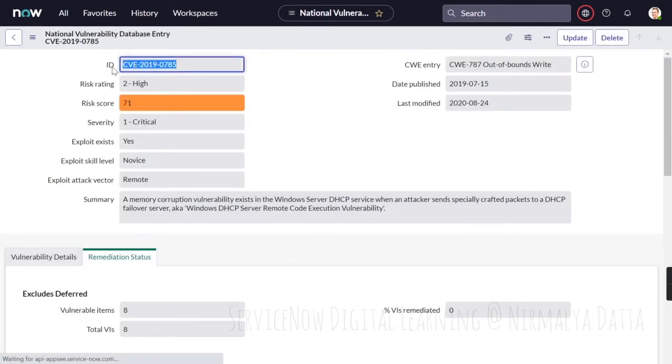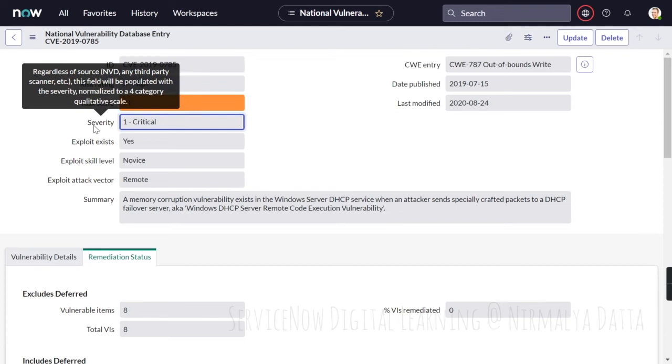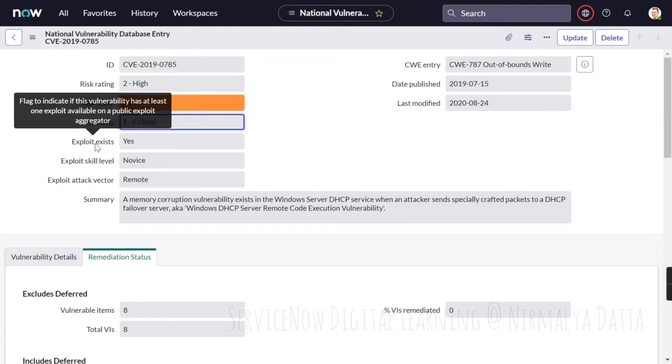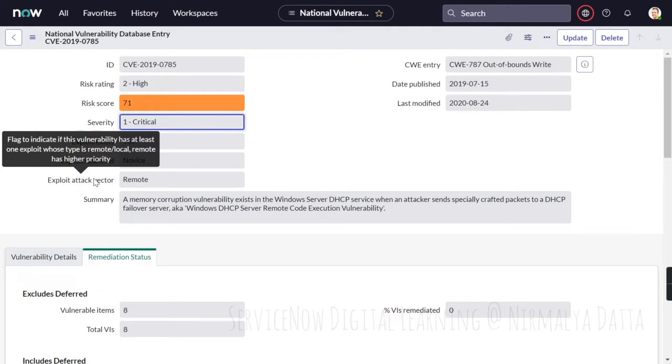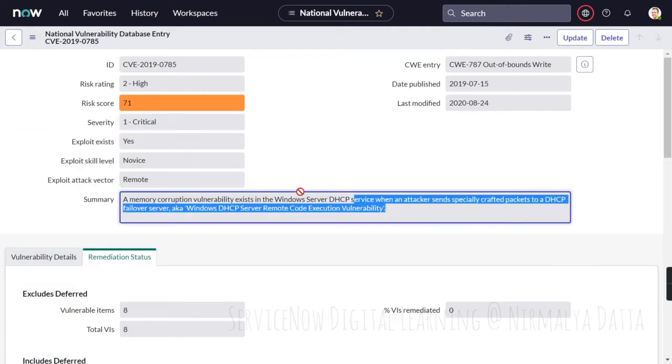As you see on the screen, we have the vulnerability definition with the ID of CVE-2019-0785, which is unique for this vulnerability definition. It states the severity of this particular vulnerability definition. It also states whether this vulnerability has been exploited in the past or not. What is the skill level required to exploit this vulnerability? How can this particular vulnerability be exploited? Can it be exploited remotely? Yes. It also provides the summary of a particular vulnerability, that is, the details of that particular vulnerability.